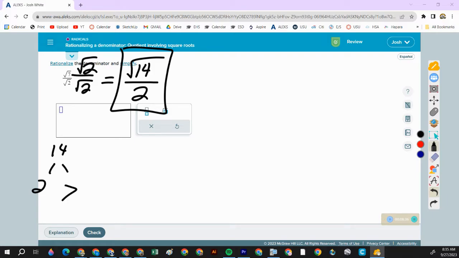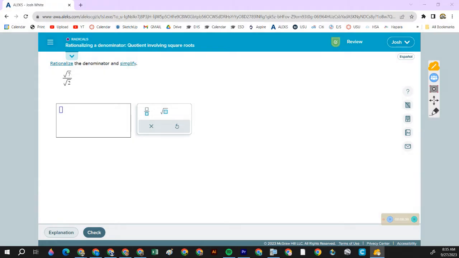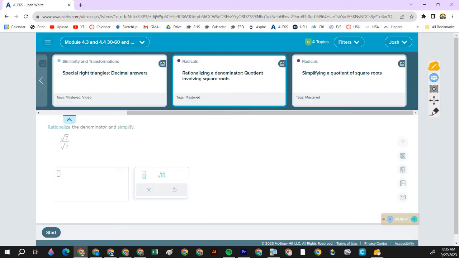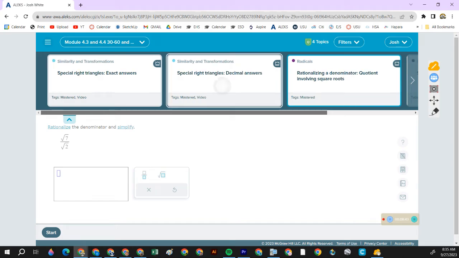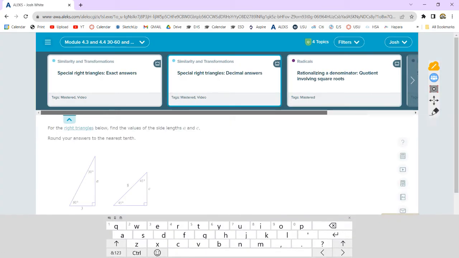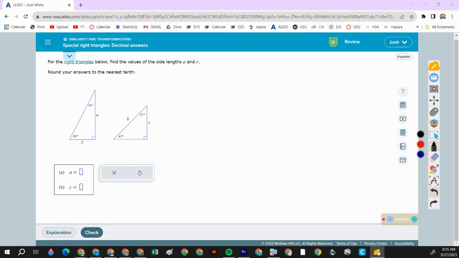All right. Now for these next problems, special right triangles. So here we have two different triangles, and it wants us to find the missing side lengths. Are those triangles similar? Do they have the same shape, just different size? No. So how am I going to figure out a missing side length if I don't know a similar triangle?